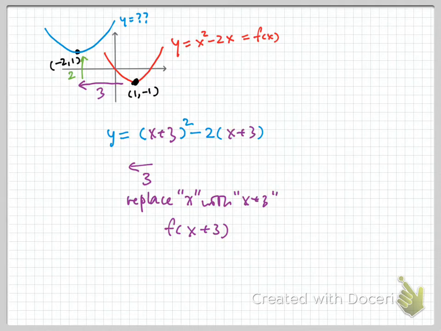Alright, so the purple thing is moving to the left-hand side by 3 units. And how about the green one? The green one is moving up by 2 units. So the green one is simple. You just add 2 to it.